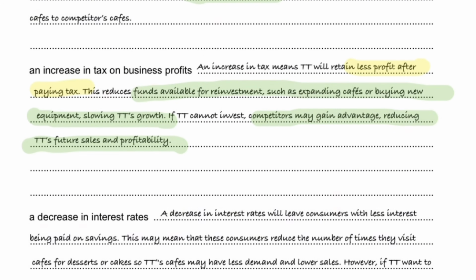And for an increase in tax on business profits, this will lead to less retained profit after paying tax. And this means that there will be less funds available for reinvestment, such as expanding cafes or buying new equipment, which will slow its growth. As a result, competitors may gain its advantage, reducing TT's future sales and profitability. As you can see, there is a knowledge, analysis, and further analysis. This gives us our second level 2.